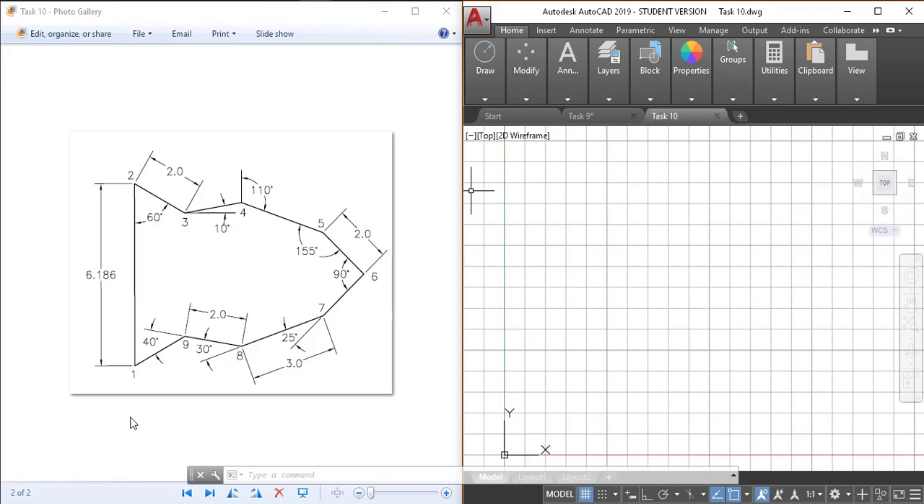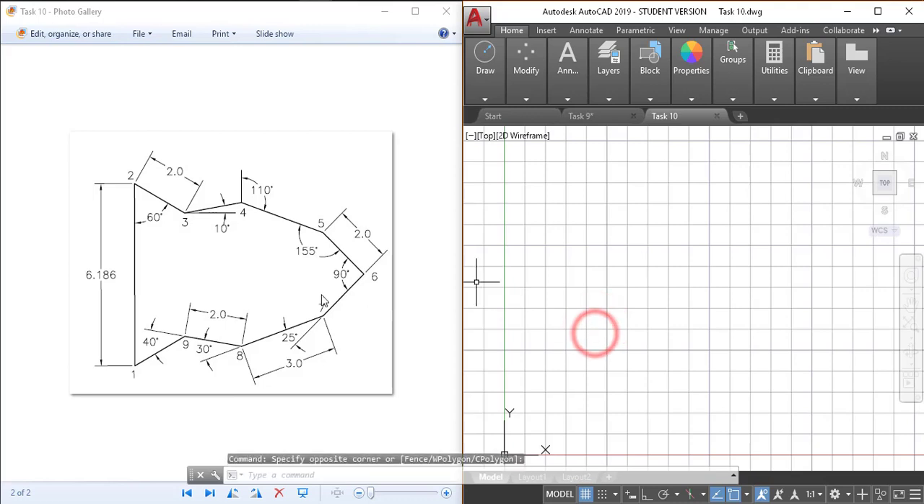Since the grid is not available, we cannot use the snap mode. We are not provided with the absolute coordinates of each point, so we cannot use the absolute coordinate system. So we are only left with ortho mode or the relative polar coordinate system. Since most of the lines are neither horizontal nor vertical, it is not beneficial to use ortho mode. So the only option we have is to use the relative polar coordinate system.